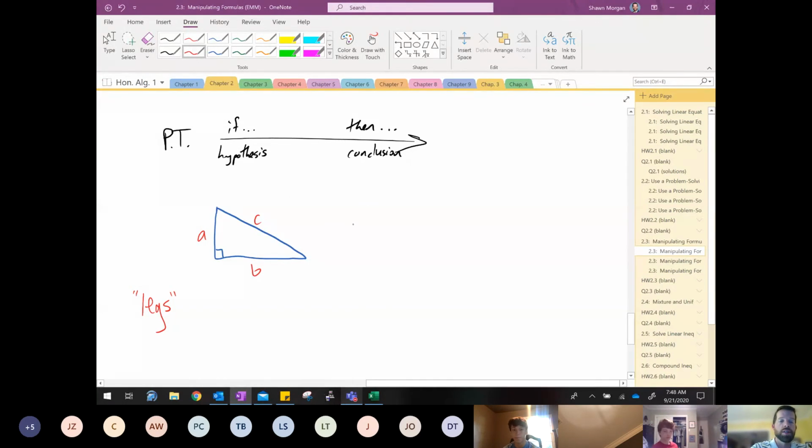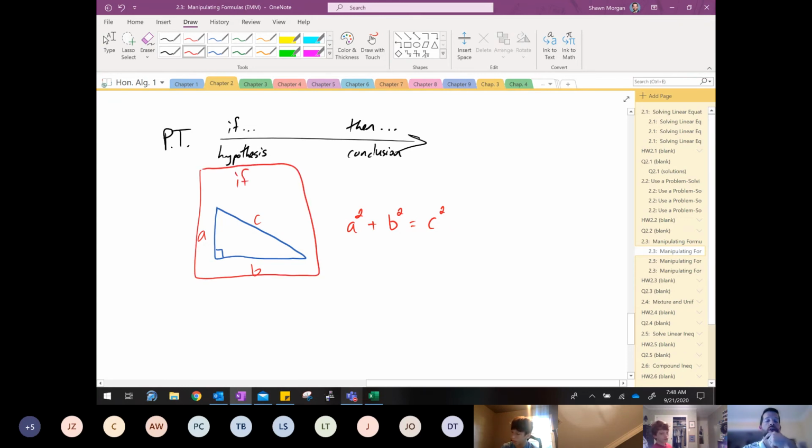But the notion is that Pythagoras says if you have a right triangle, then the sum of the squares of the legs equals the square of the hypotenuse. In other words, A squared plus B squared equals C squared. So our hypothesis was if we have a right triangle whose legs are A and B and whose hypotenuse is C, our conclusion, then we know that A squared plus B squared equals C squared.